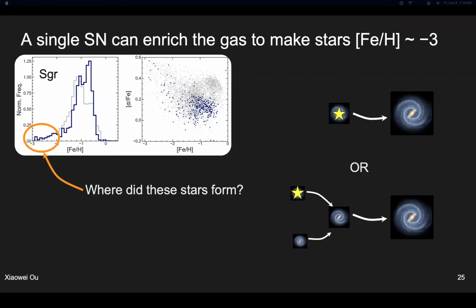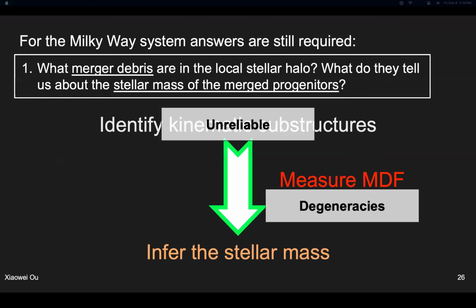Because after all, a single supernova can enrich the gas to about -3. So here we have a degeneracy problem, that with metallicity alone, there's really no way of telling these two different scenarios apart. To address this, first we need more robust methodology for identifying substructures, but then also we need to look for better observables than just metallicity or iron over H. I'm gonna address this part first.